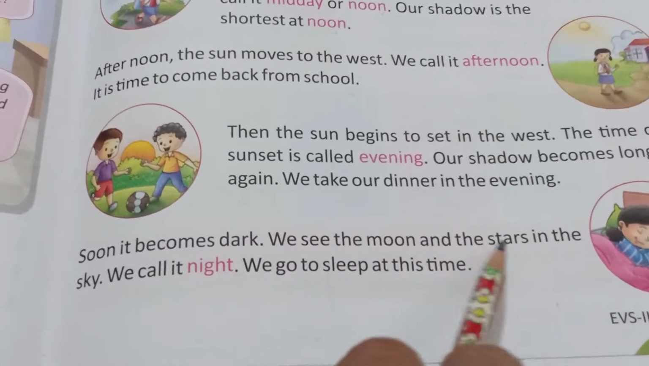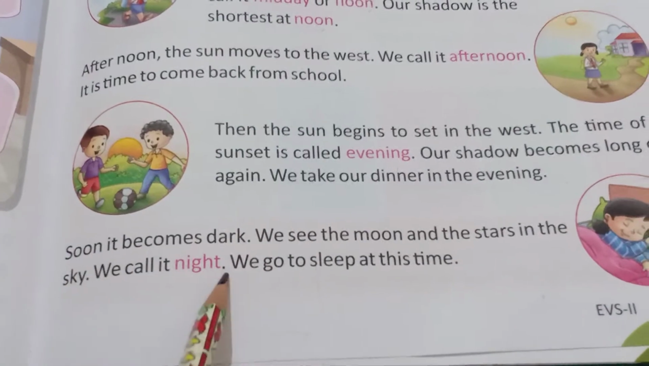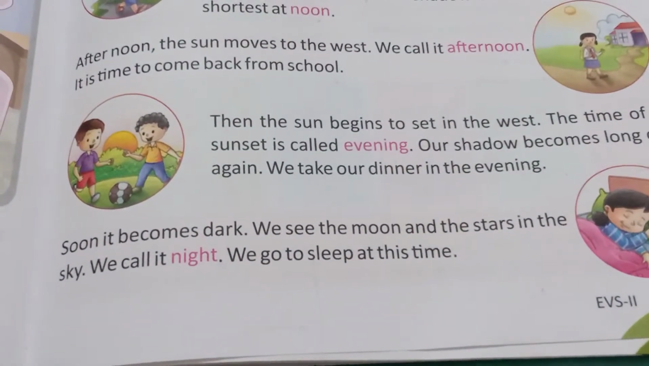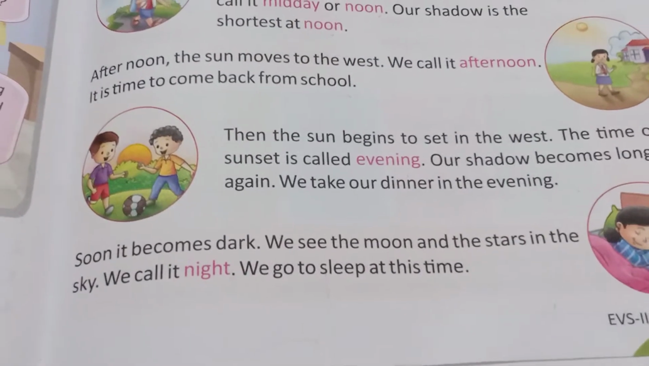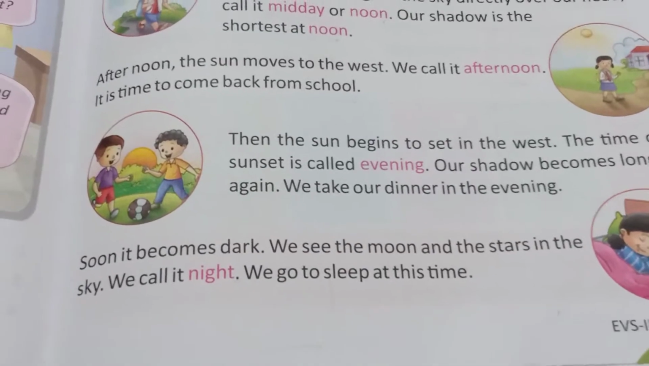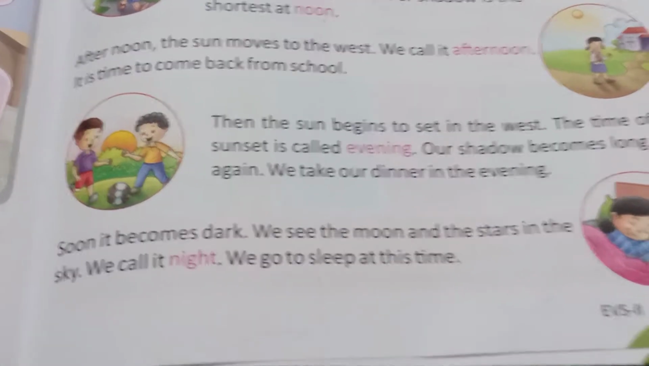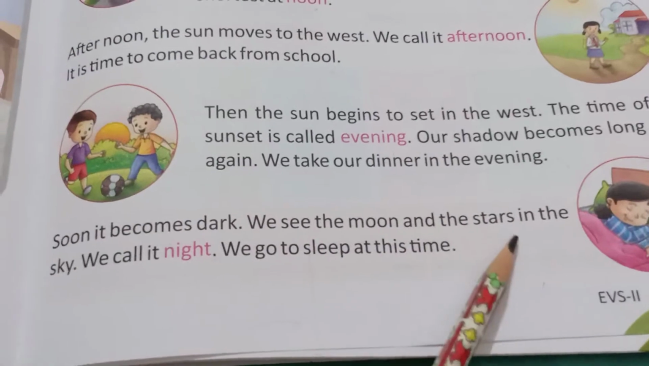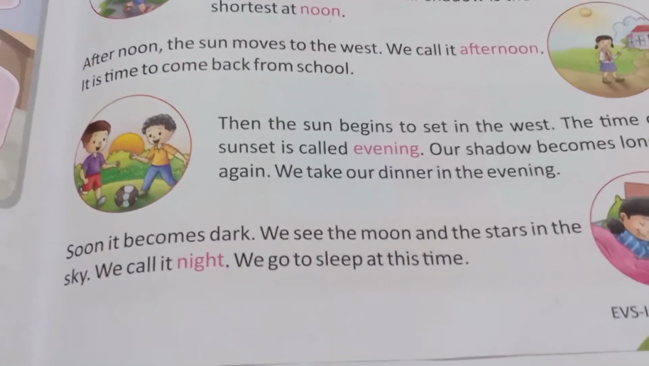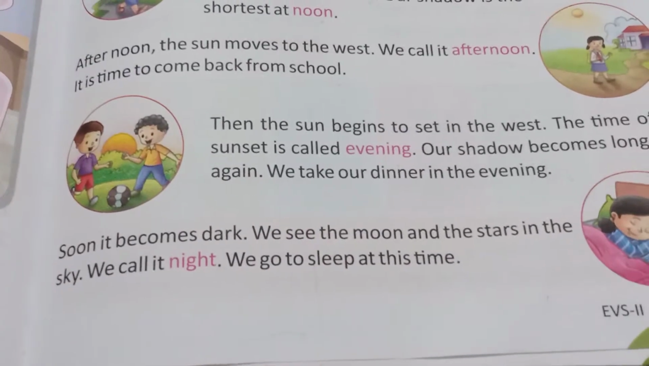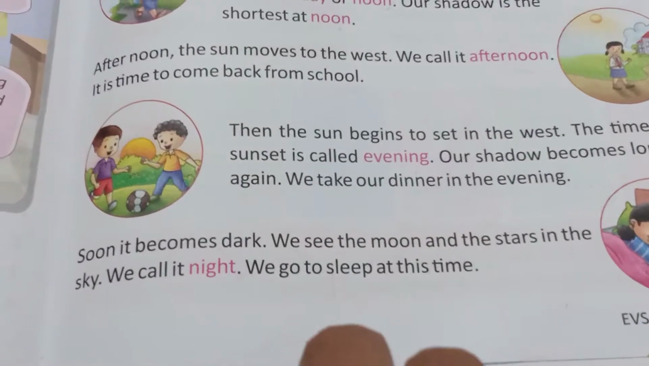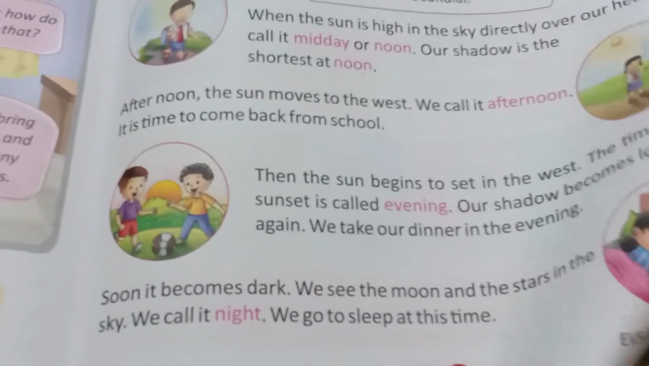Soon it becomes dark. We see the moon and the stars in the sky. We call it night. We go to sleep at this time. Now, after the evening gets darker, जब evening में sunset हो जाता है बिल्कुल, तो धीरे धीरे darkness होने लगती है, और उस darkness में हमें क्या दिखता है? Moon and the stars in the sky. We call that time the night time, वो रात का टाइम होता है. So in the night what we do, we go to sleep at this time.